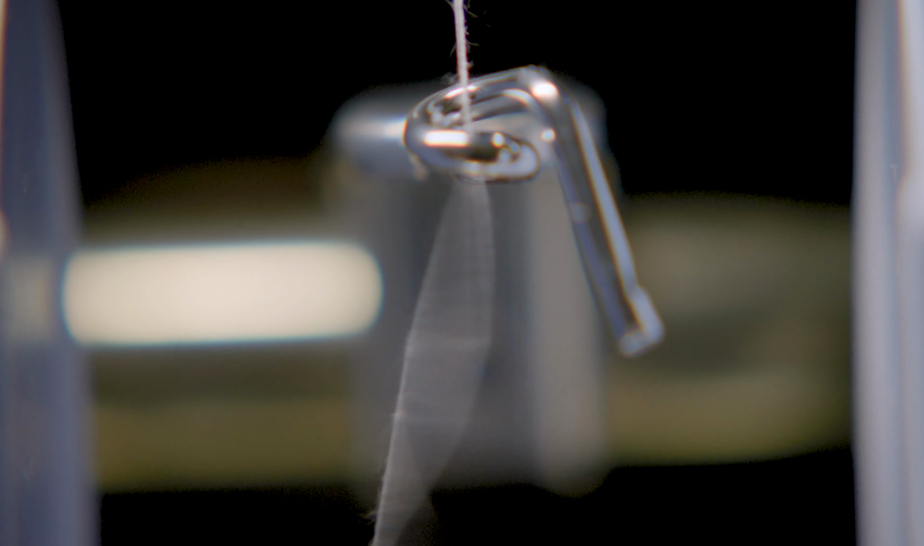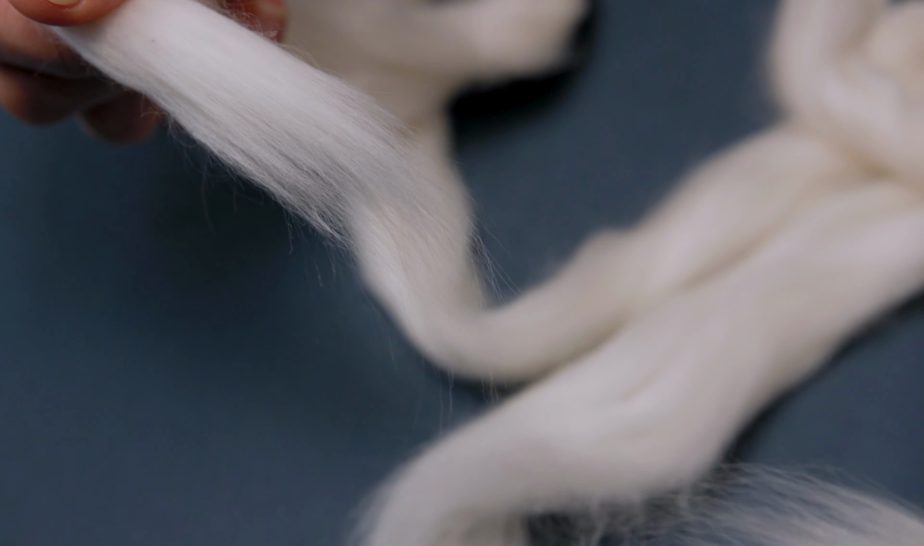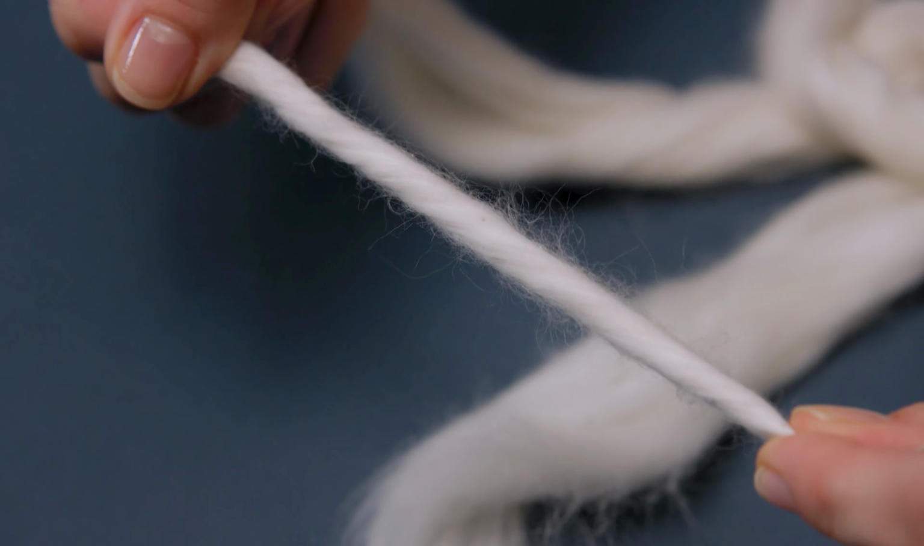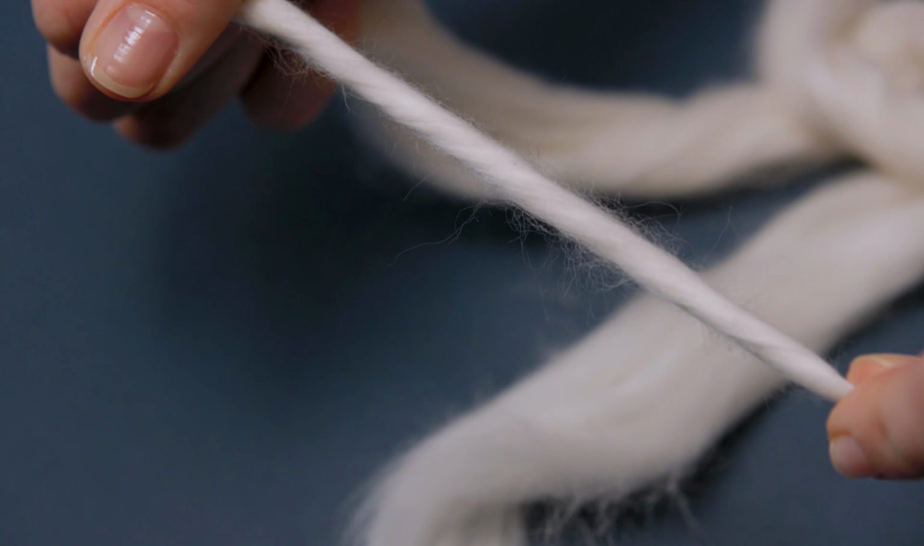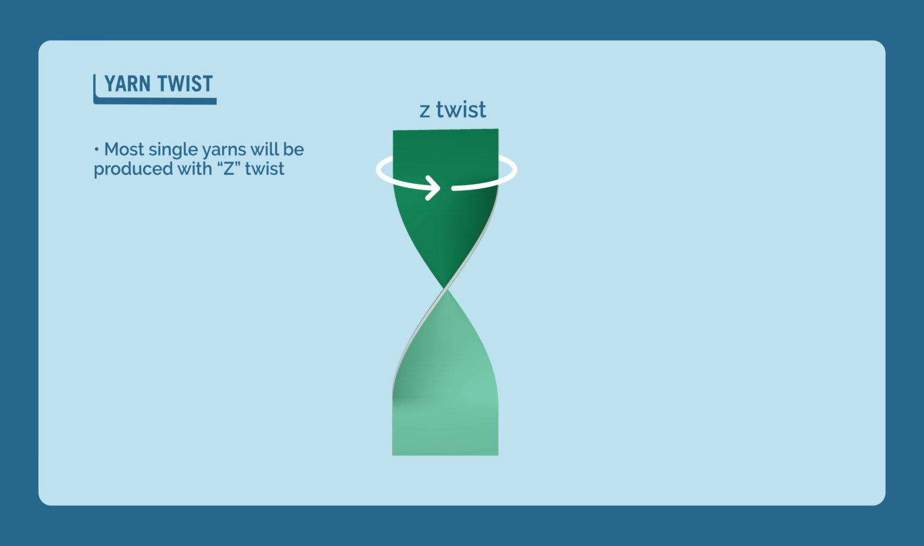All yarns contain twist to hold the fibers together. The frictional forces created by the twist are the means by which all yarns are held together. Most single yarns will be produced with Z-twist. That means the helix angle is the Z direction.